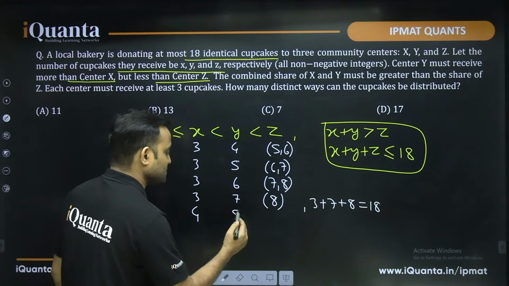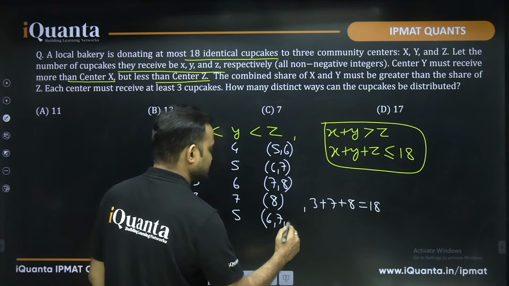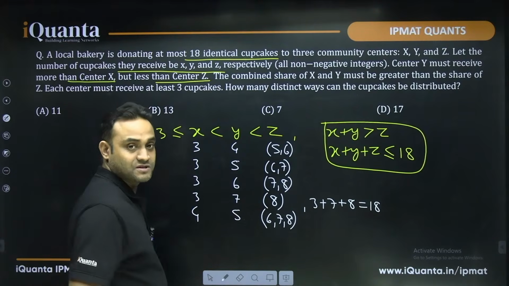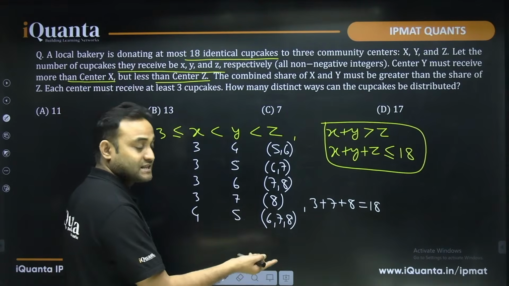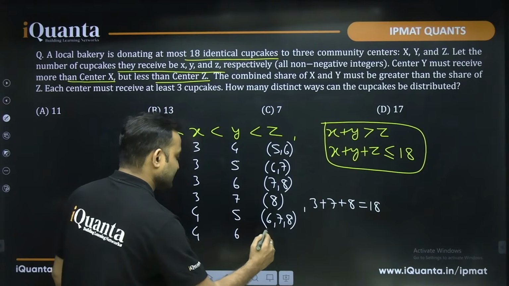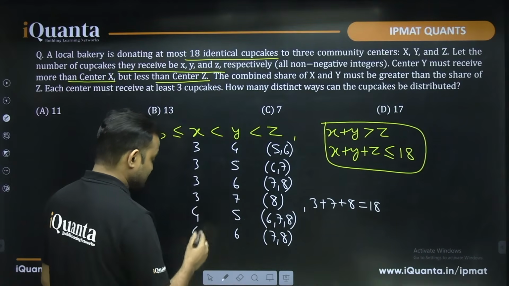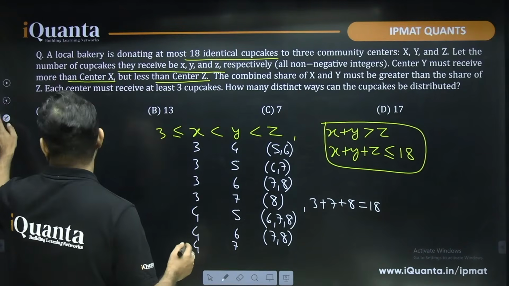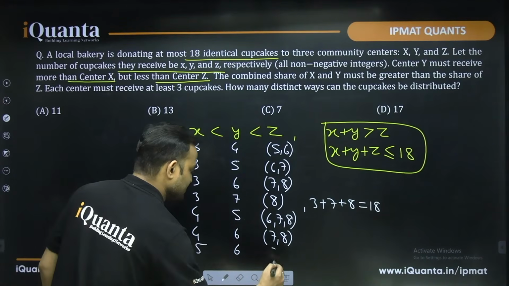So I take X as 4. If I take X as 4, Y must be 5. 4 plus 5 is 9. Z I can take 6, 7 and 8, right? 9 plus 8 is 17, and 4 plus 5 must be greater than Z. Then if I take X as 4, Y as 6, then I can take Z as 7 and 8, not more than that. Then if I take X as 4 and Y as 7, then Z of 7 is not possible, right? So next, if I take X as 5, Y will be 6 and Z will be 7.